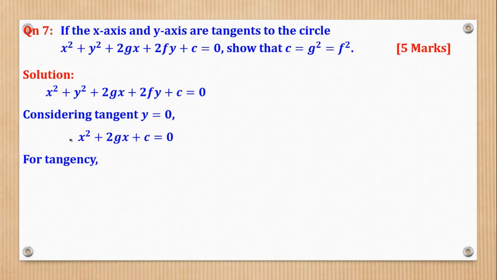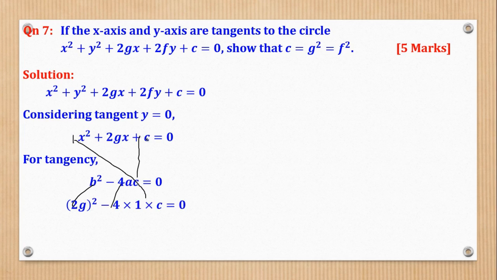Then the condition for tangency, b squared minus 4ac is equal to 0. So b squared is that. Then 4a, 4 is that. a is this coefficient, which is 1, and c is this one, which is here. So I'll simplify and get c equal to g squared.